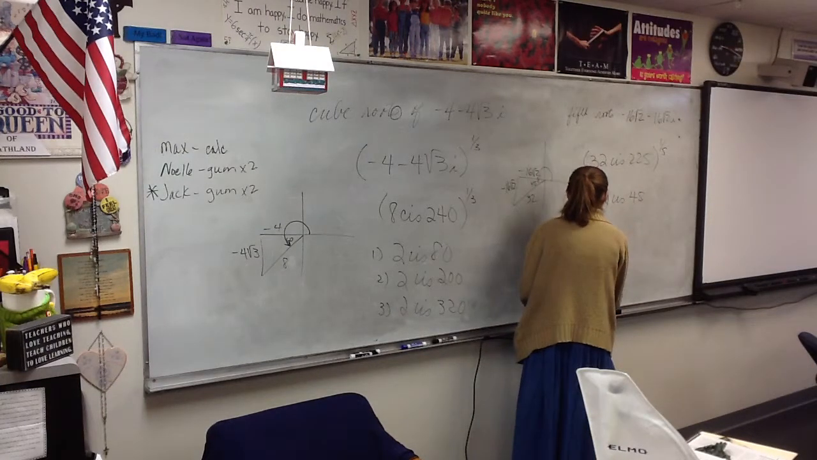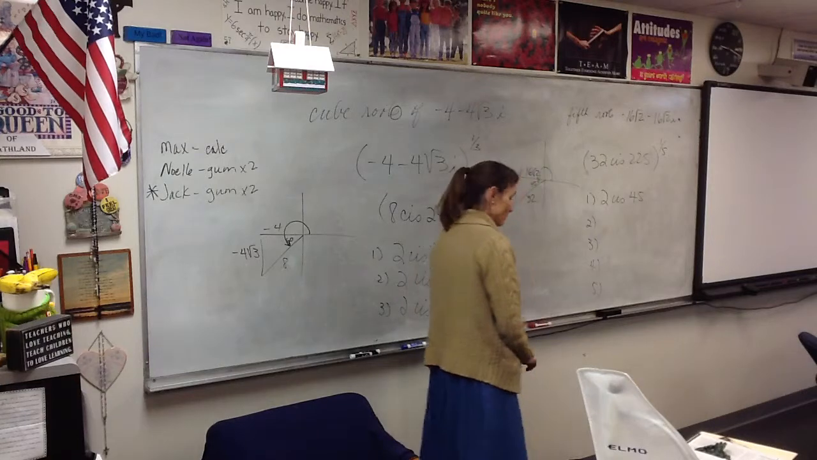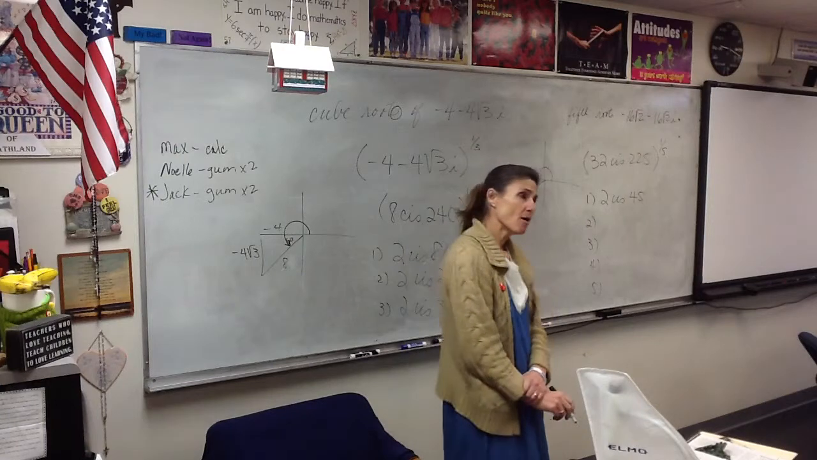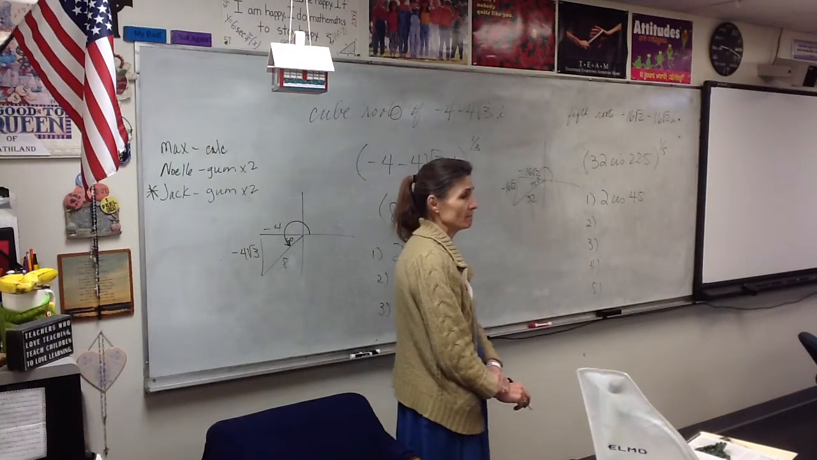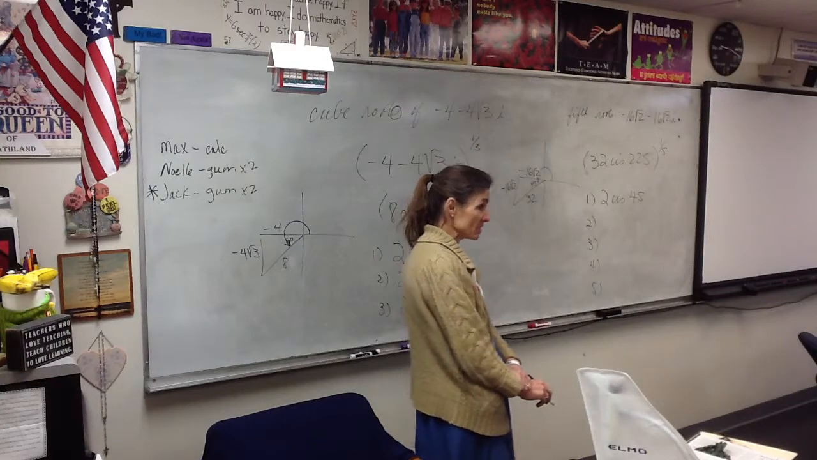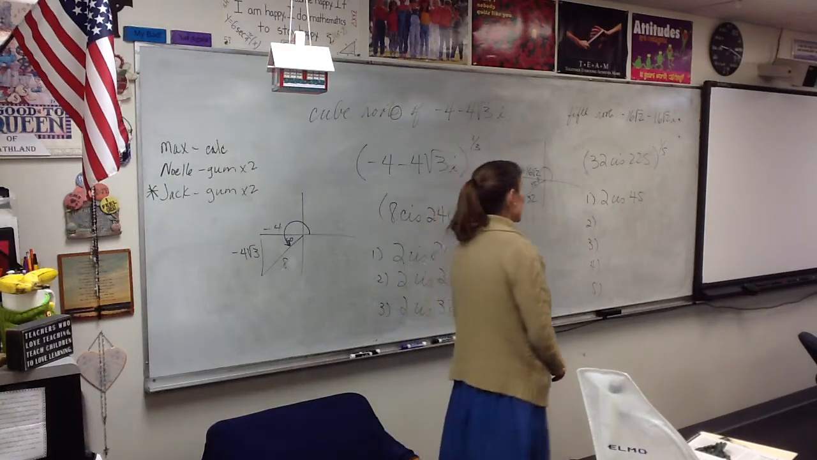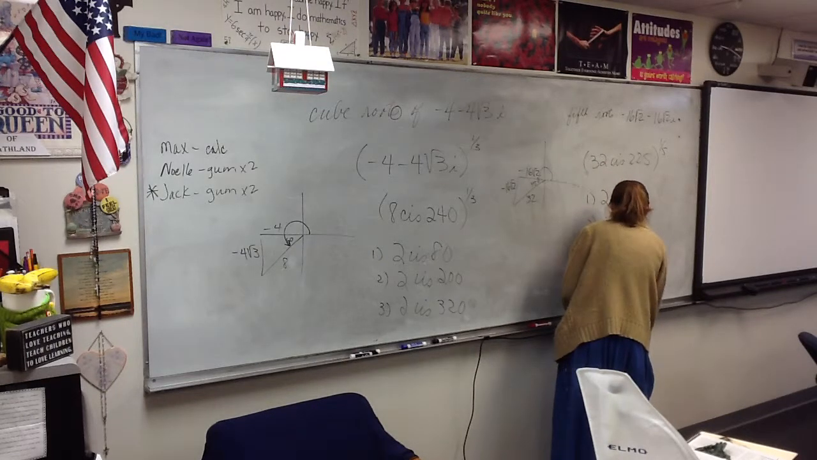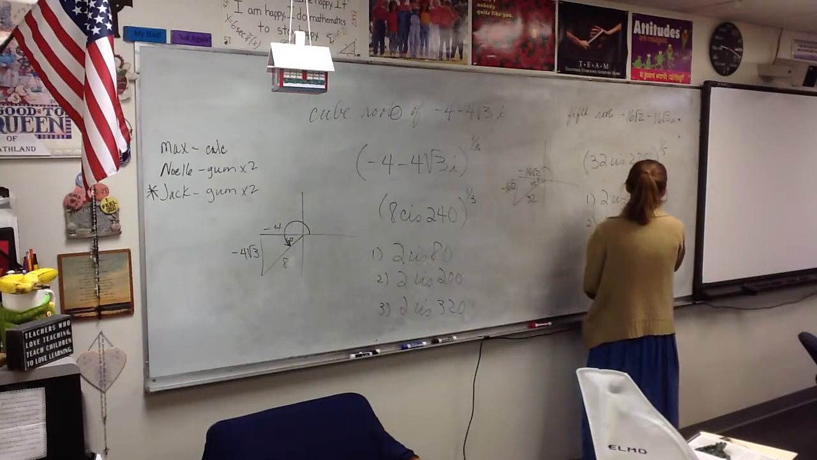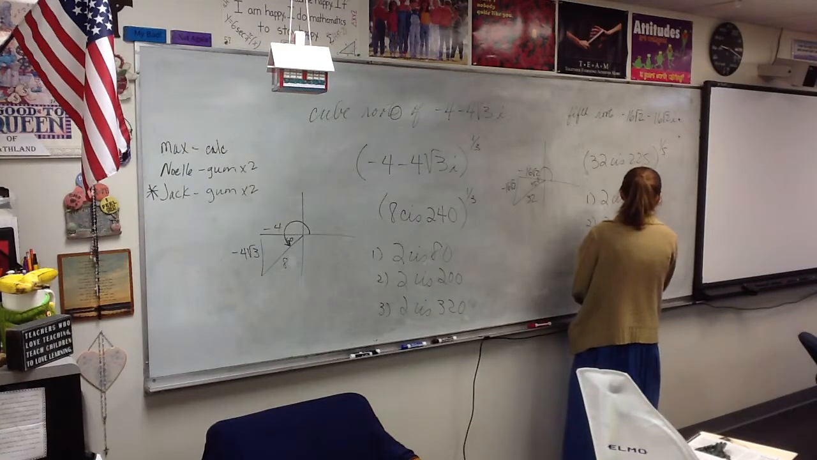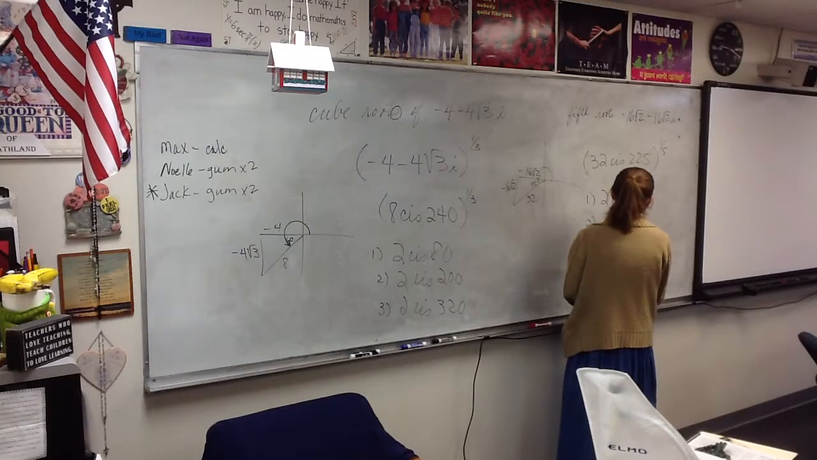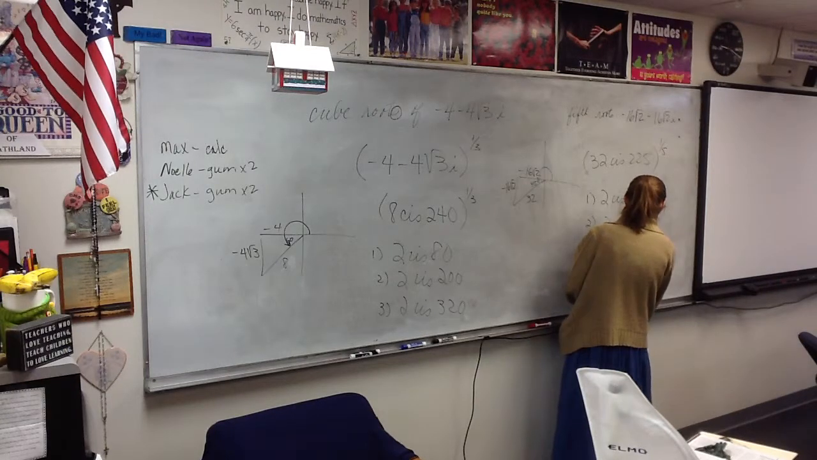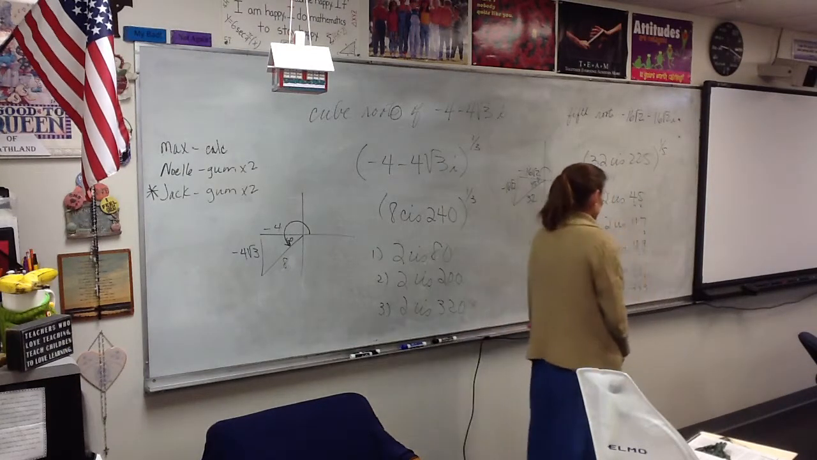How many answers are there? 5. Since there are 5 answers, how far apart will they be? 72 degrees. So if the first one is at 45, the next one would be at 117, and 189. Keep an eye on my arithmetic, please. 261. 353.